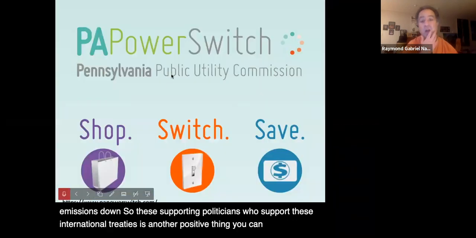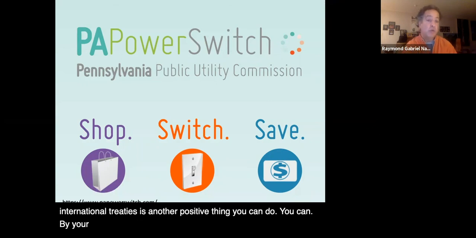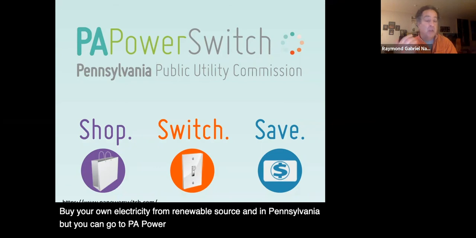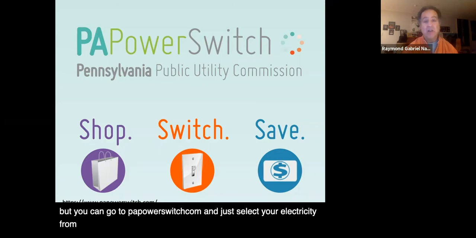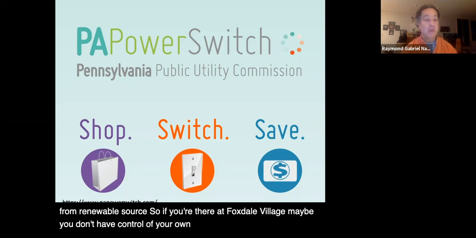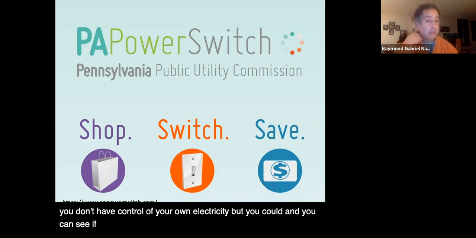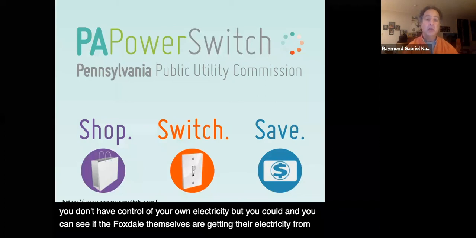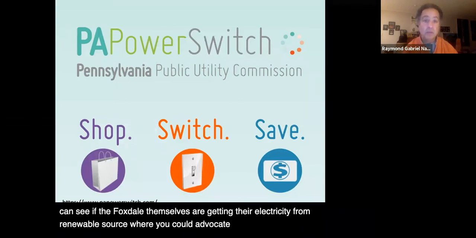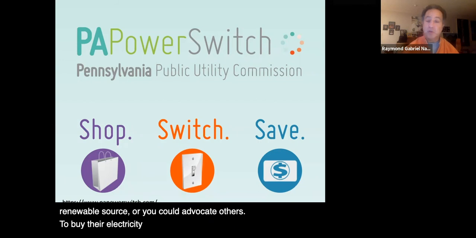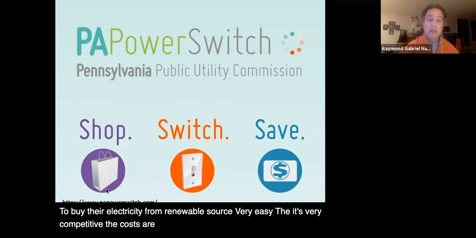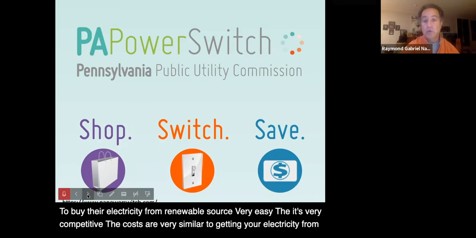You can buy your own electricity from a renewable source. In Pennsylvania, you can go to papowerswitch.com and just select your electricity from a renewable source. So if you're there at Foxdale Village, maybe you don't have control of your own electricity, but you can see if Foxdale themselves are getting their electricity from a renewable source, or you could advocate others to buy their electricity from a renewable source. Very easy. It's very competitive. The costs are very similar to getting your electricity from a non-renewable source.